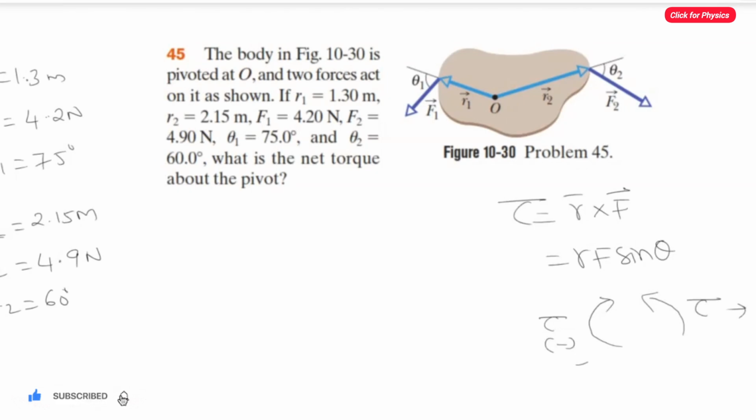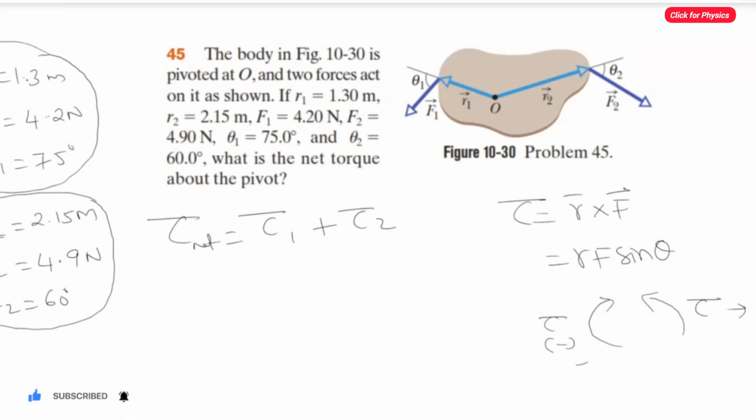Now what I'm going to do, by using the first set of the values, I'm going to find the value for torque tau 1, and then by using the second set of the data, I'm going to find the torque tau 2, and then I'm going to add these two torques for finding the answer for net torque, because the formula for the net torque is given by torque tau 1 plus torque tau 2. So we need the value for torque tau 1, and by using the second set of values, torque tau 2. So let's substitute the values in the formula.